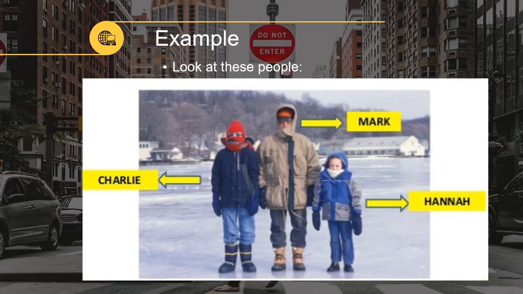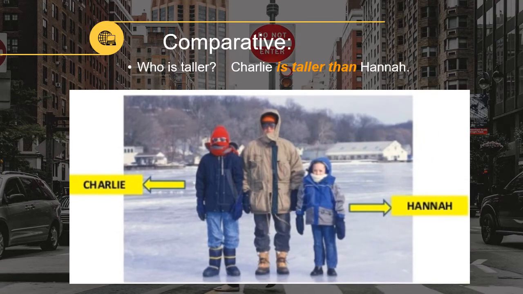Excellent. Look at these people. We are talking about Charlie, Mark and Hannah. Let's discuss how we can use the comparative and superlatives. Who is taller? Tell me, who is taller? In a sentence, we can express: Charlie is taller than Hannah. We are comparing Charlie with Hannah.